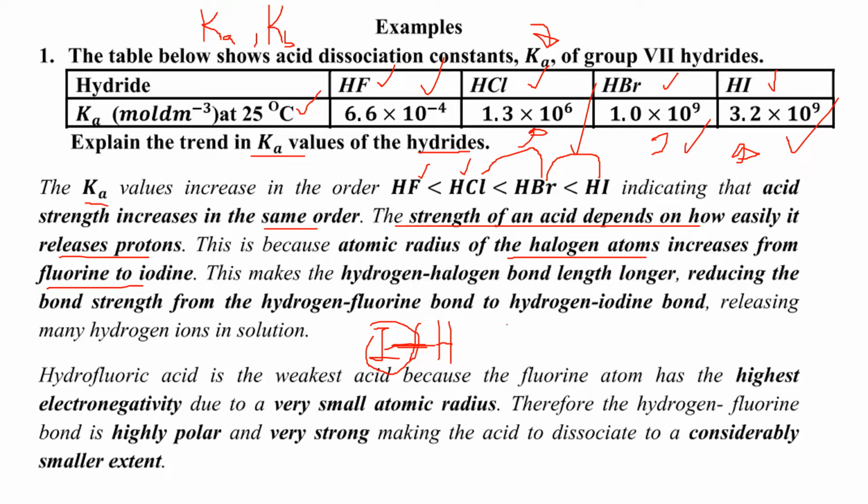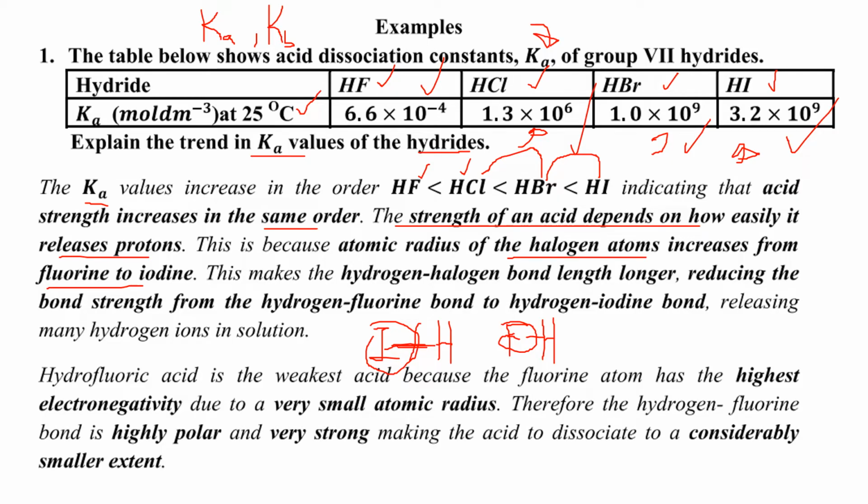But if you look at fluorine, it has the smallest atomic radius. So that means that the bond between it and hydrogen is going to be very short. And we say that the shorter the bond, the stronger it is. Therefore, hydrogen fluoride, we expect it not to easily release its proton in the solution.